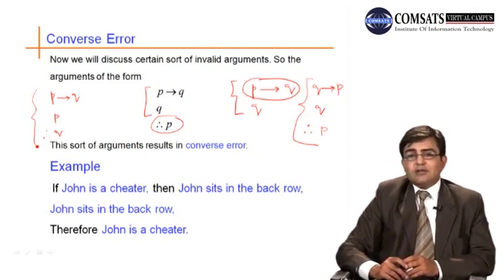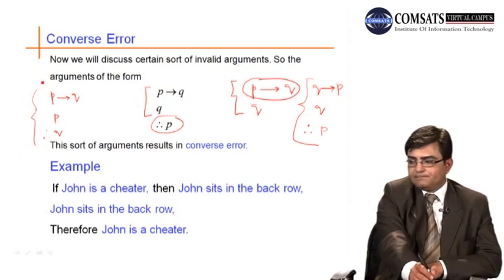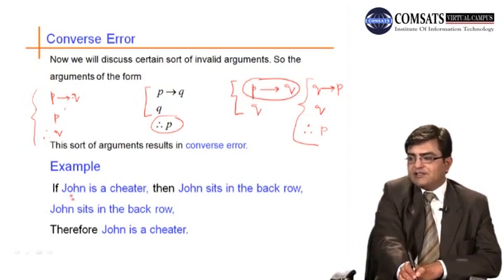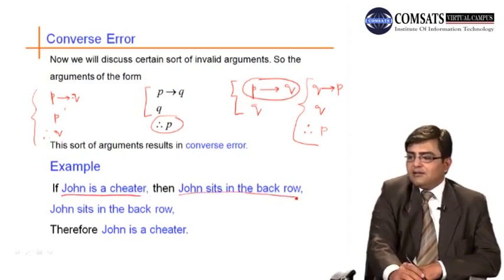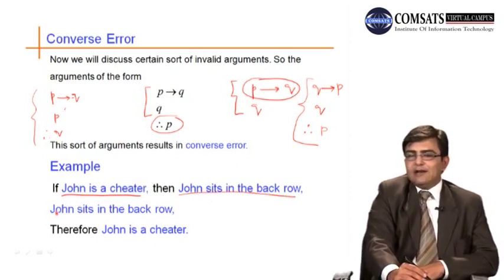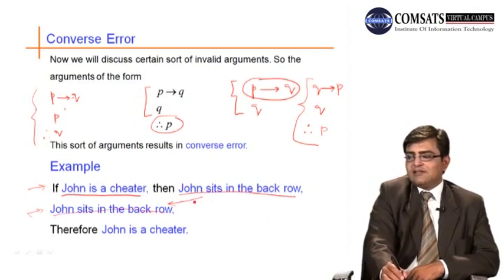For example, if John is a cheater, then John sits in the back row. This is the first premise. John is a cheater, then John sits in the back row. So cheating करने के लिए आपको पता है कि back rows में ही बैठना पड़ता है. The second premise is John sits in the back row. Now this statement is true.